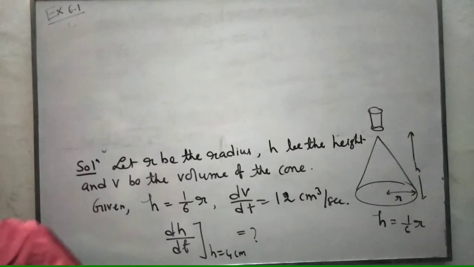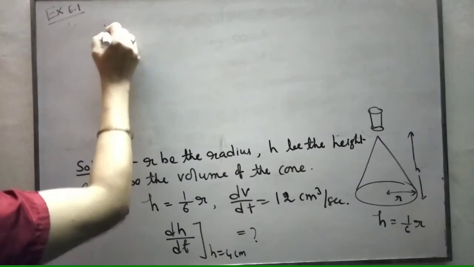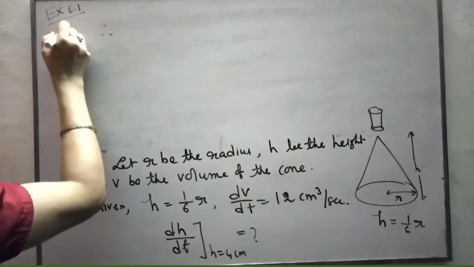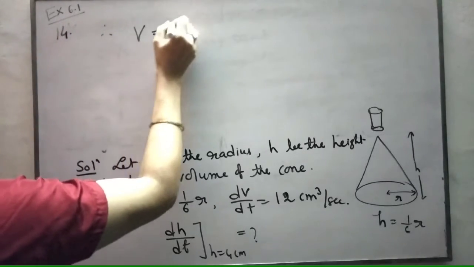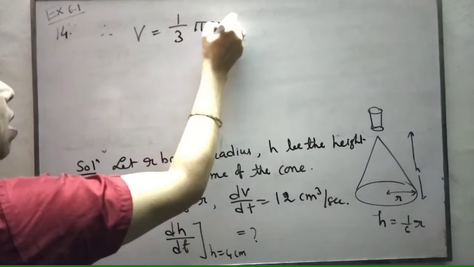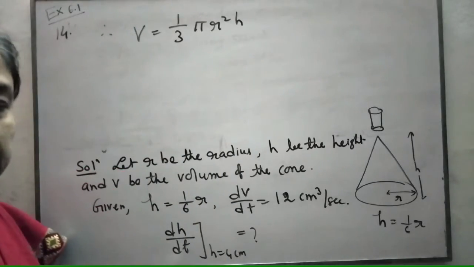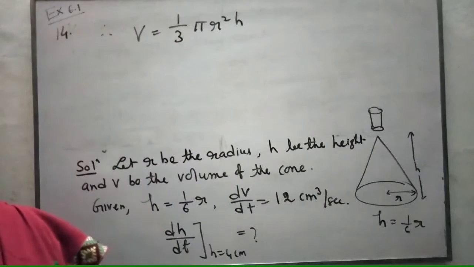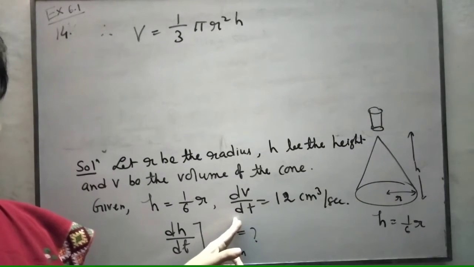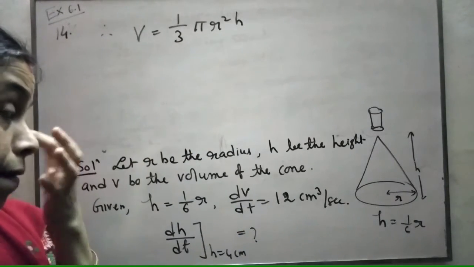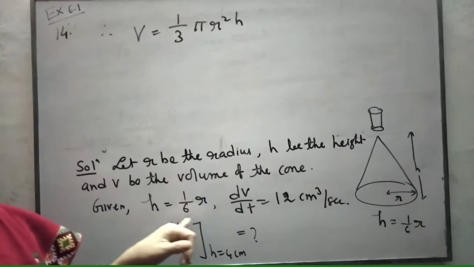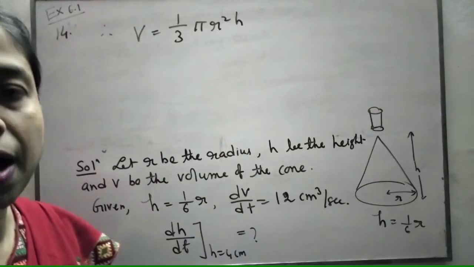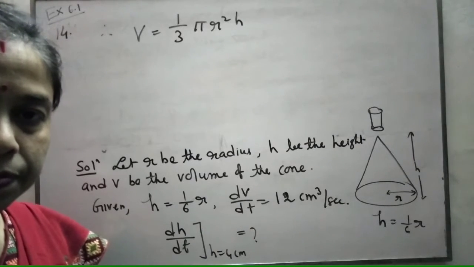So let us write down the formula of volume. This is question number 14. The volume is given by 1/3 pi r square h. This is the volume. You see here we have 3 variables: volume, radius and height. The rate of change of volume is given, and there is a relation between radius and height. So we have to convert one of them in terms of the other so that we can take the derivative.